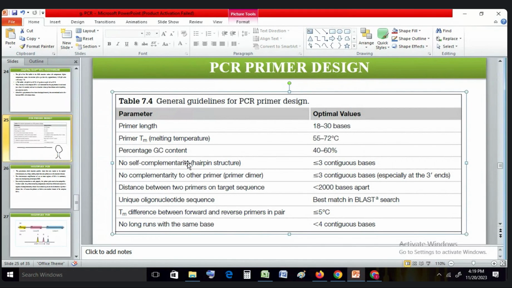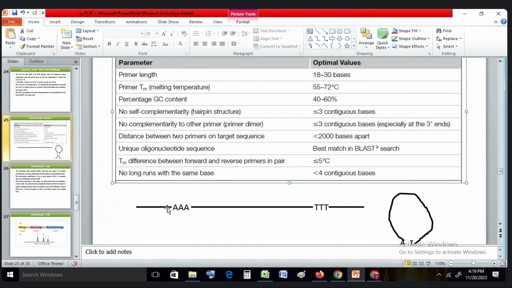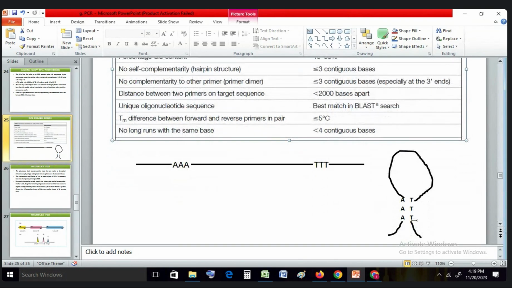Next is no self-complementarity. If you have a primer which contains, for example, this one at the 5' end, this is the 5' end, this is the 3' end. At the 5' end, if you have 3A or 4A or 5A, whatever sequence, which is exactly complementary to some of the 3' end sequence, you can expect this type of hairpin structure. You see this A will anneal with T, this A will anneal with T, this A will anneal with T. It's not necessary that it should be A or TTT or GGG or CCC. It could be anything, but it should not have this type of sequence at the 5' side and the 3' side, so that they can make this type of hairpin structure.